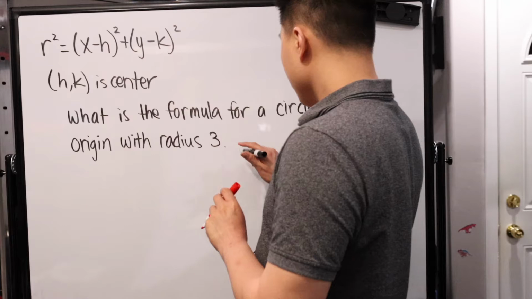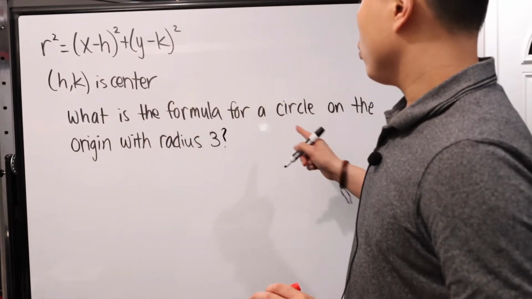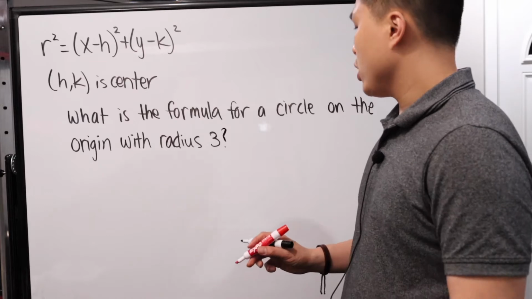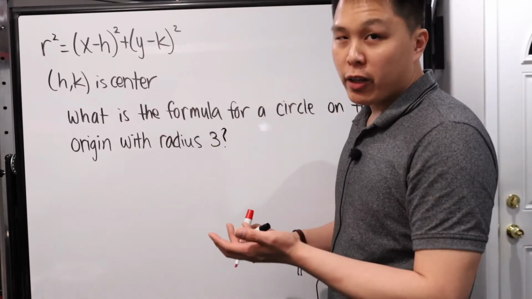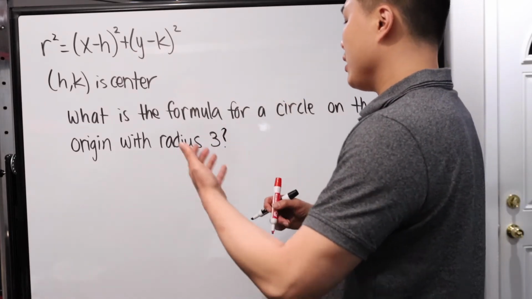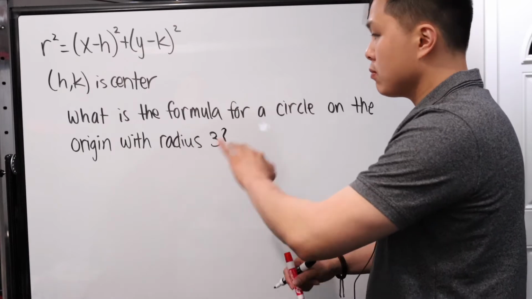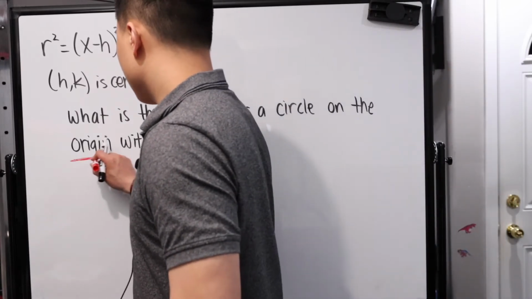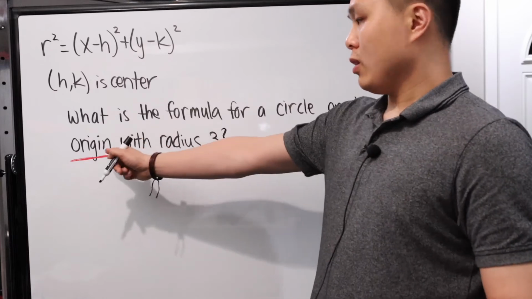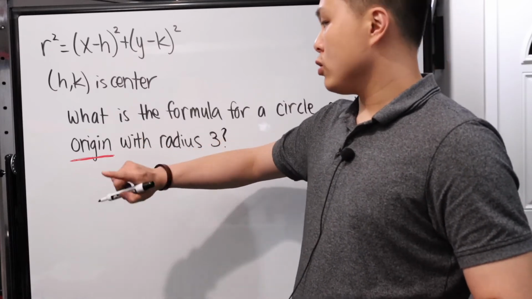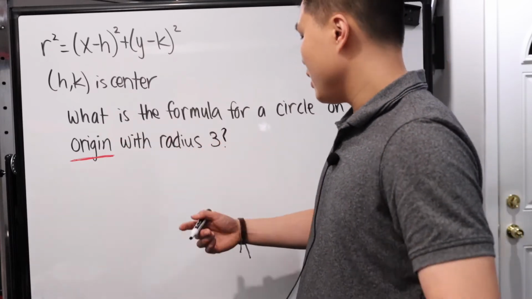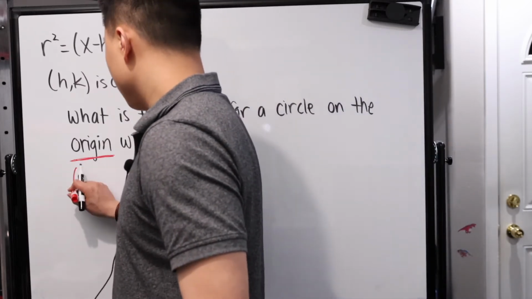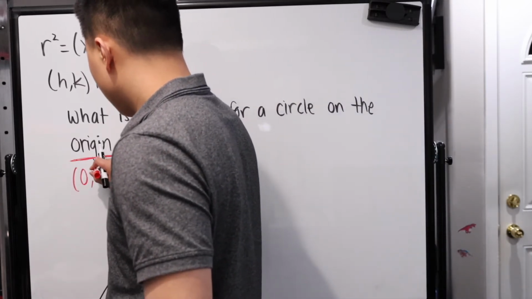All right, so let's look at this question really quickly. What is the formula for a circle on the origin with radius 3? Now, this is a fairly simple question. Maybe the vocabulary might be a little more inclined to make you confused, but other than that, fairly simple. Circle on the origin. Now, that's probably the biggest one. From my experience, if we glance at this and don't realize what the origin means, then we're kind of confused. But origin usually in this case just means the point 0, 0.